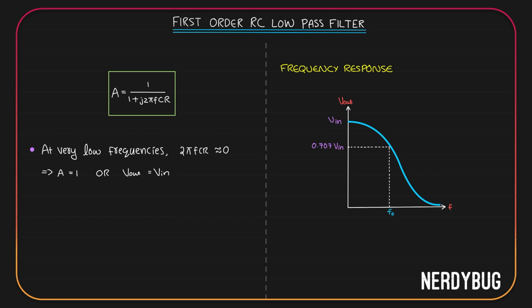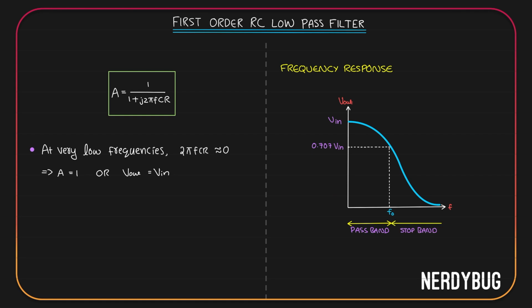We can see that whenever the frequency of the input is less than F0, the signal will pass through the filter. So the band of frequencies from 0 to F0 will be the pass band. If the frequency of the input signal is greater than F0, it will not pass through the filter. So the band of frequencies where the frequencies are greater than F0 is called the stop band.